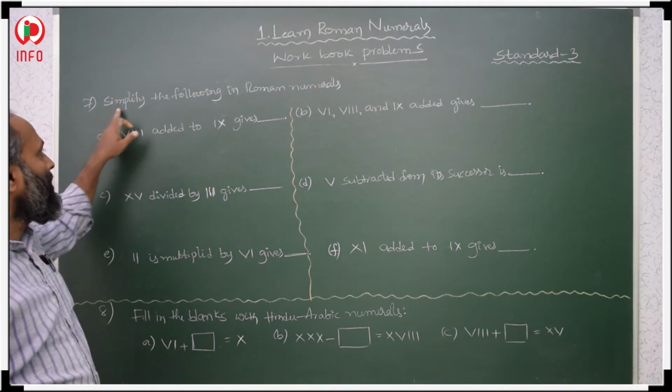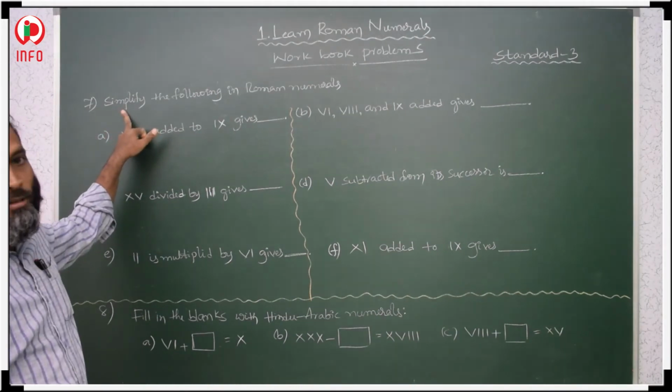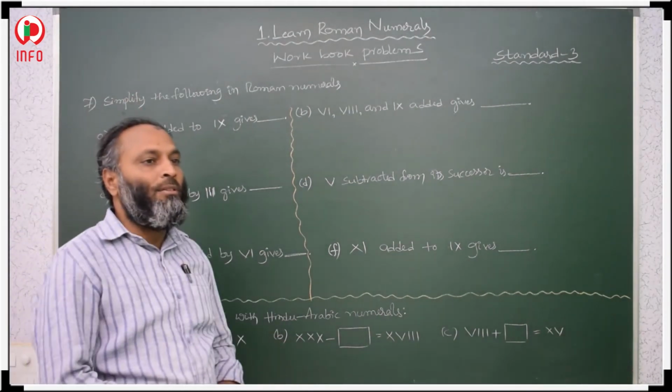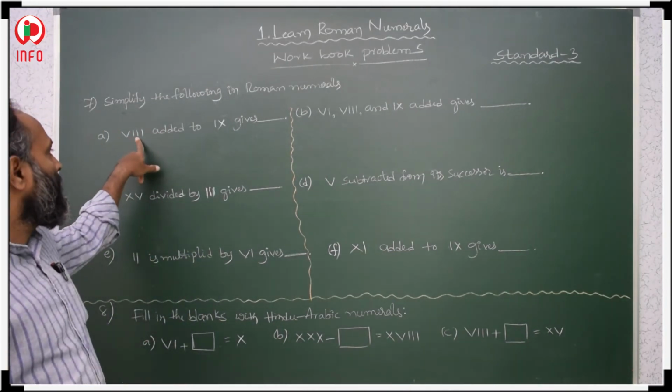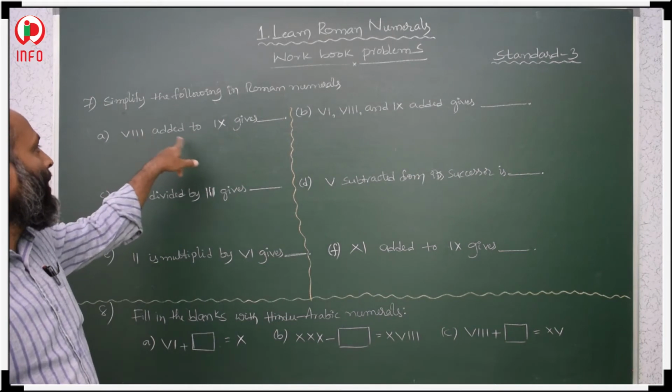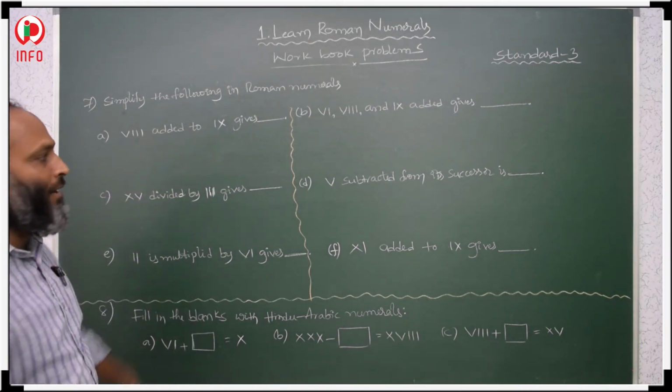Our 7th question: simplify the following in Roman numerals. In Roman numerals we have to simplify. First question, VIII. VIII means 8. 8 is added to 9.